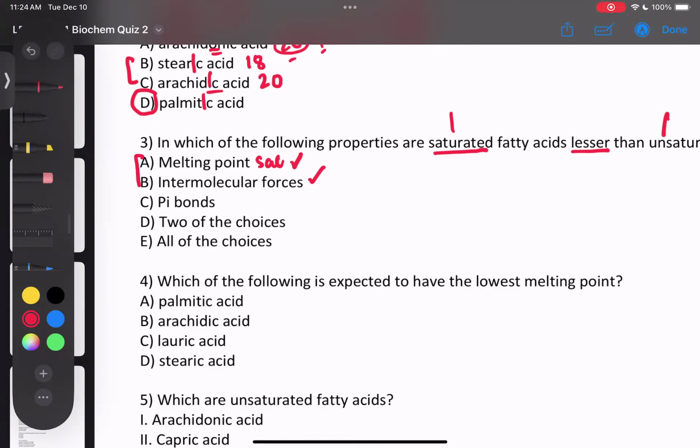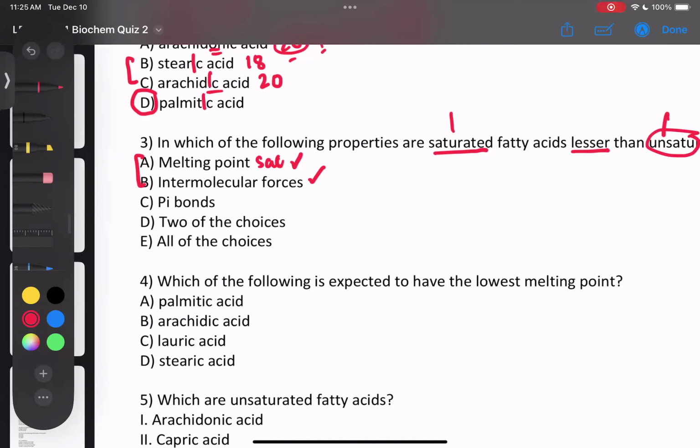So A and B is kind of like a package deal na the reason exactly why saturated fatty acids have a higher melting point is because they have better intermolecular forces. To be specific, yung van der Waals or London dispersion from the stacking that they do. And unsaturated fatty acids have lesser melting point exactly because of the double bond.